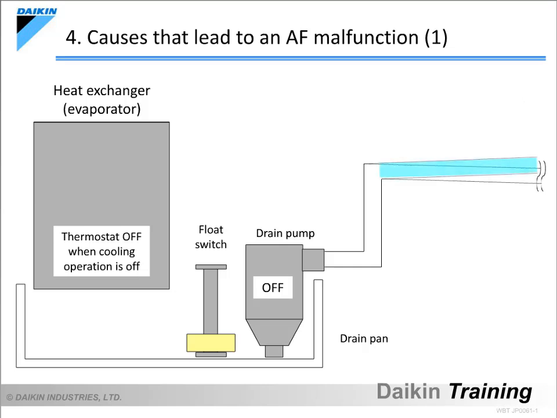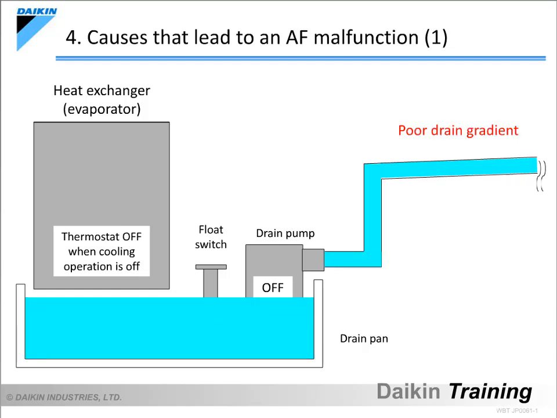When the drain piping gradient is poor, the drain pump can discharge the water as long as it is operating. But when the drain pump stops after 5 minutes of residual operation after the thermostat is turned off, the water that has already been discharged will flow backwards and return to the drain pan.